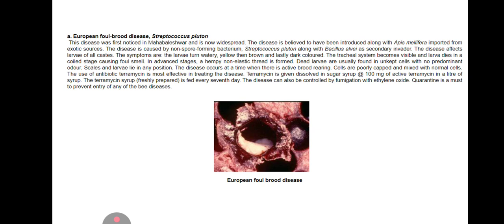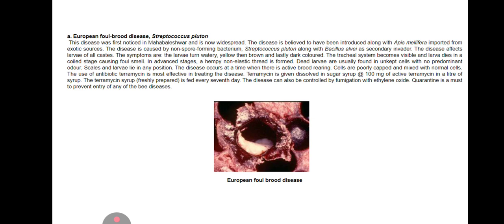The symptoms are that larvae turn watery, then yellow, then brown, then dark in color. The tracheal system becomes visible and larvae die in the coiled stage, causing a foul smell. In an advanced stage, ropy non-elastic threads are formed. Dead larvae are usually found in unkempt cells with no predominant odor. The disease occurs at all times where there is active brood rearing. Cells are poorly capped and mixed with normal cells.